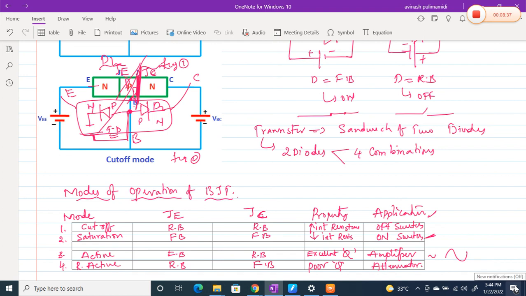Hope you understand this point. Okay. Practically, a BJT is not used as an attenuator. We generally use it as an amplifier.